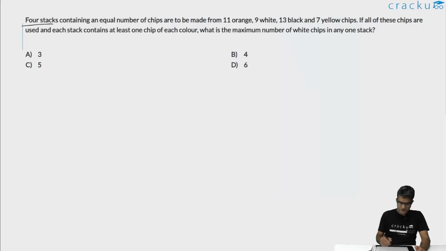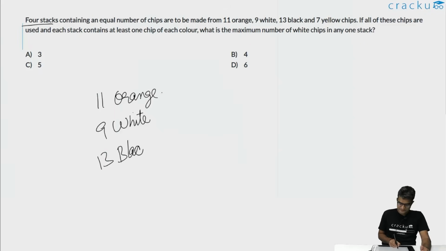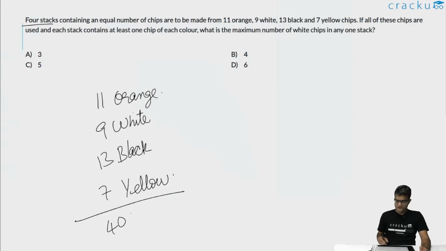In this question, we are told that there are 4 stacks containing an equal number of chips. The chips are of different colors. There are 11 orange chips, 9 white chips, 13 black chips, and 7 yellow chips. So the total number of chips will be 11 plus 9 plus 13 plus 7, which is 40. So if you are making 4 stacks, this is 1, 2, 3 and 4, each of the stacks will contain 10 chips each.